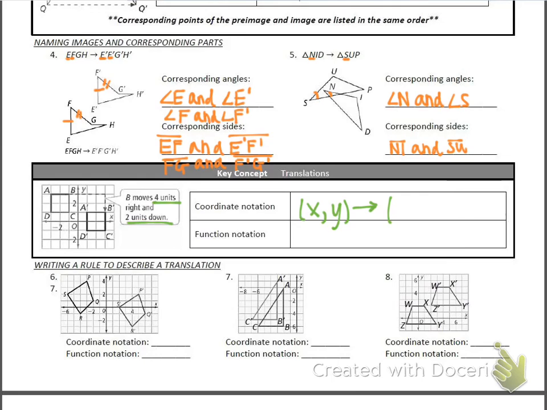And let's talk about the x's first, guys. In the example that they gave, how did the x's change? 4 units, which direction? Right. To the right. Okay, so in your coordinate plane, is to the right positive or negative? Positive. So our x is changed by adding 4.